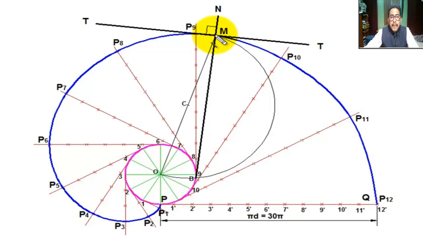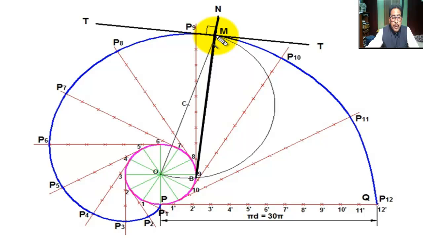Now we join M and B. This is the normal of the involute curve at point M. We extend this. This is also the tangent of the circle at point B. Okay.